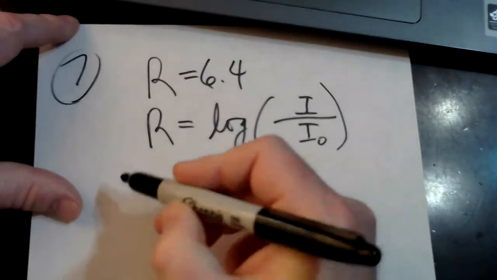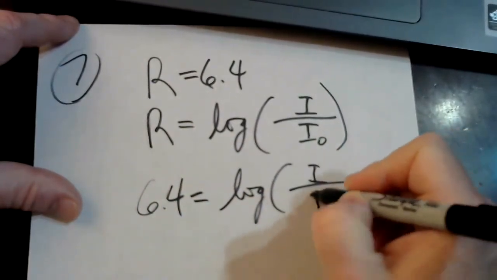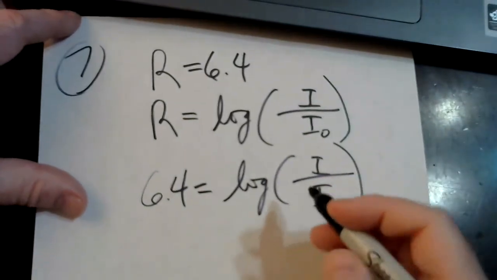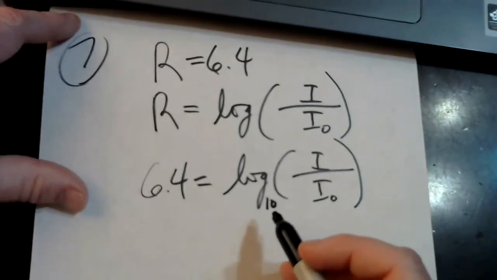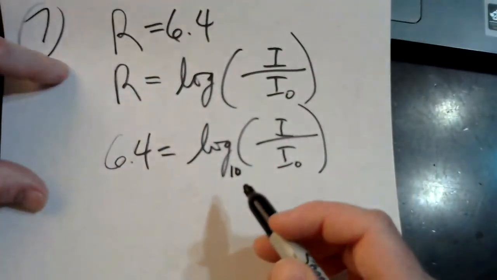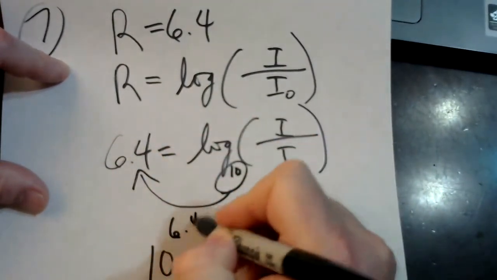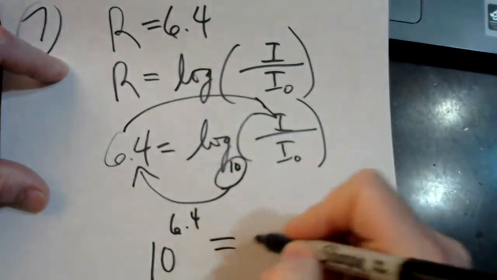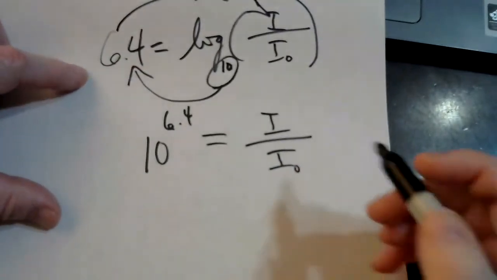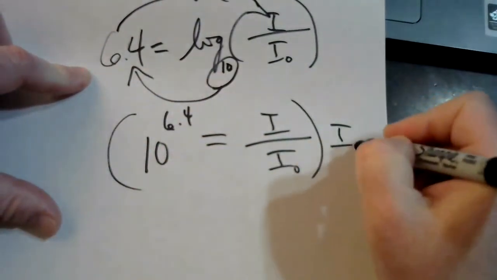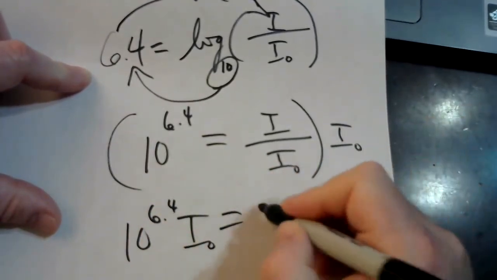Okay, so how do we do it? Well, replace the R with a 6.4. And the trick is just to convert this thing to exponential form. So you might have to write in the little 10 there and then do the little trick that I showed you in the first couple of problems. Just start with the exponent, go in a little circle. 10 raised to the 6.4 is equal to I divided by I0. And notice that you can solve that equation for I by multiplying both sides by I0. So 10 to the 6.4 times I0, and it cancels out on the right there, is just equal to I.